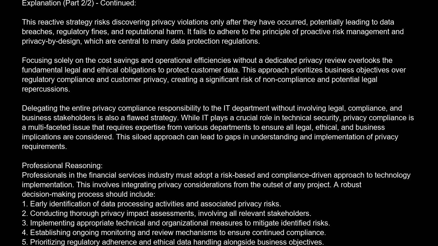2. Conducting thorough privacy impact assessments involving all relevant stakeholders. 3. Implementing appropriate technical and organizational measures to mitigate identified risks. 4. Establishing ongoing monitoring and review mechanisms to ensure continued compliance. 5. Prioritizing regulatory adherence and ethical data handling alongside business objectives.